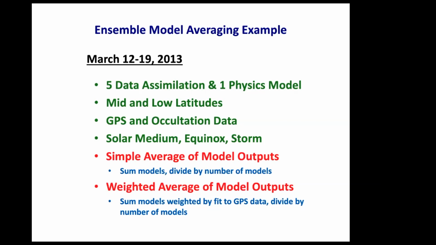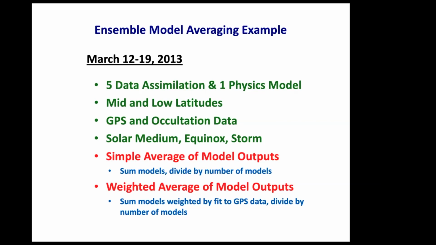Now, I should point out, in general, an ensemble of models can consist of empirical, physics-based, and data assimilation models. For this study, we're going to pick 5 data assimilation models and 1 physics-based model. Of course, it covers mid and low latitudes like in the previous slides. We're going to cover GPS and occultation data only. I should point out for this period, it's solar minimum, equinox, and as I said above, the storm period that we've been looking at all along is contained in this period.